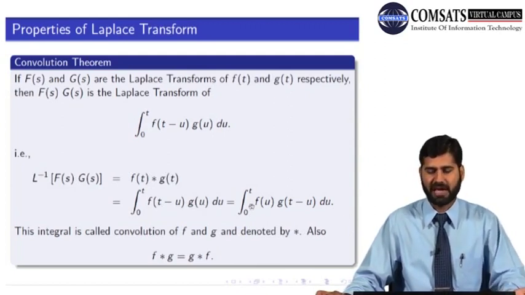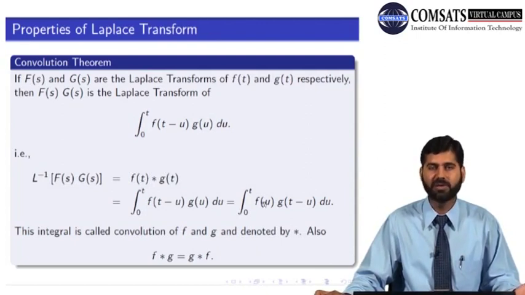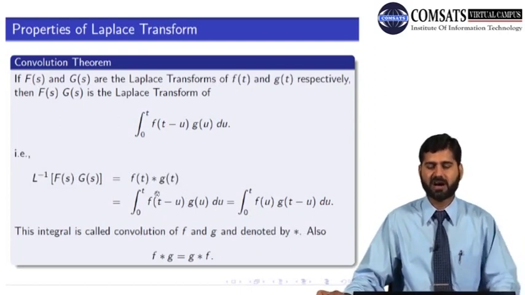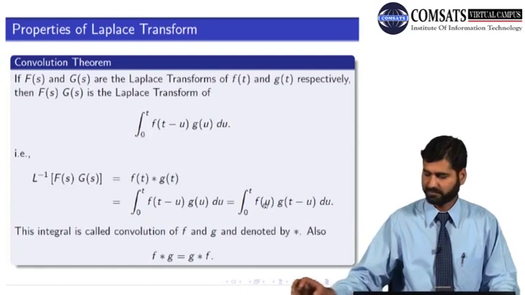All right? You can have f(u) and g(t minus u). It's not a problem. You can keep one, like if you want to keep first one at u, then second will be t minus u. If you want to keep second as u, then first will be t minus u, and integration from 0 to t. So this is the convolution of two functions. This integral is called convolution of f and g and denoted by star. Also, f star g and g star f are the same. That's why we said these two integrals are the same. All right?